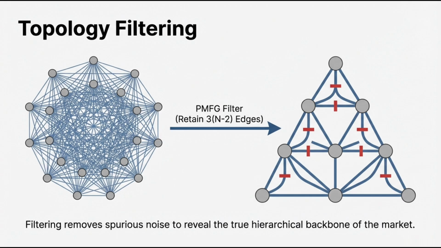Filtering removes spurious noise to reveal the true hierarchical backbone of the market. In other words, when a network is too dense, not every edge deserves equal attention. Filtering methods help us distinguish meaningful structure from statistical clutter, especially in correlation-based financial networks.